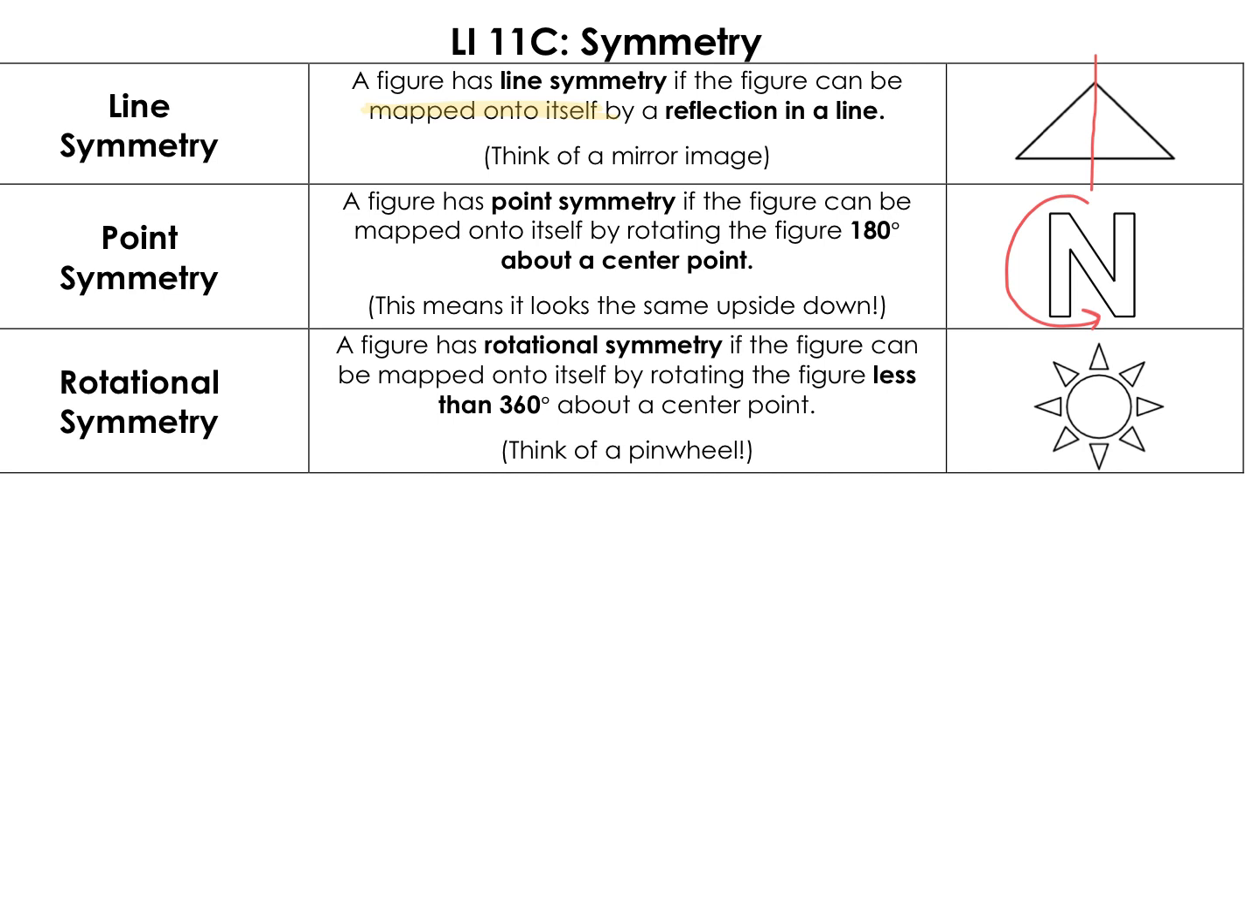Okay, if something has point symmetry, then it should also have rotational symmetry of 180. But rotational symmetry doesn't have to be 180. Rotational symmetry is if the figure can be mapped onto itself by rotating the figure less than 360 degrees. Okay, so imagine this little guy here. Every time it turns and maps onto the next point, it's going to look the same. How many times will that happen? Let me count. 1, 2, 3, 4, 5, 6, 7, 8. Okay, this happens 8 times.